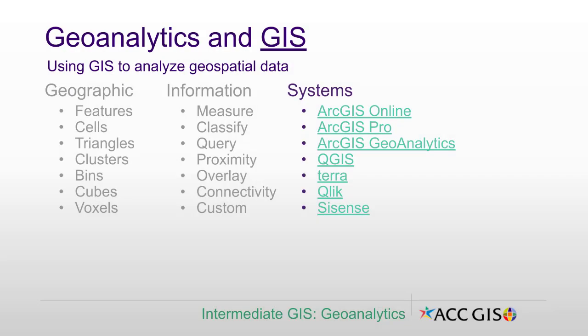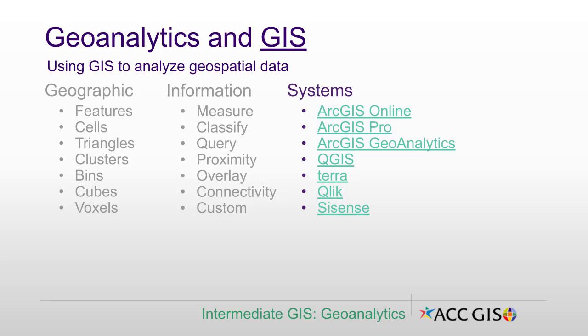Now that we've discussed the geographic features and attribute information and how we use different categories of geoanalytics, I want to talk a little more about the systems, which are just the software and hardware that we use to perform our geospatial analysis. And there are a number of different systems out there.